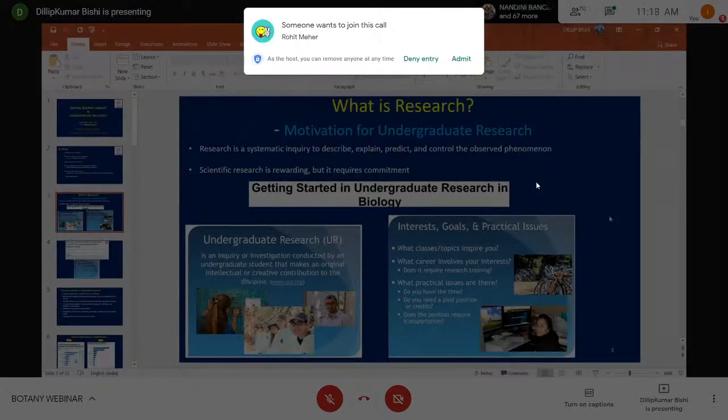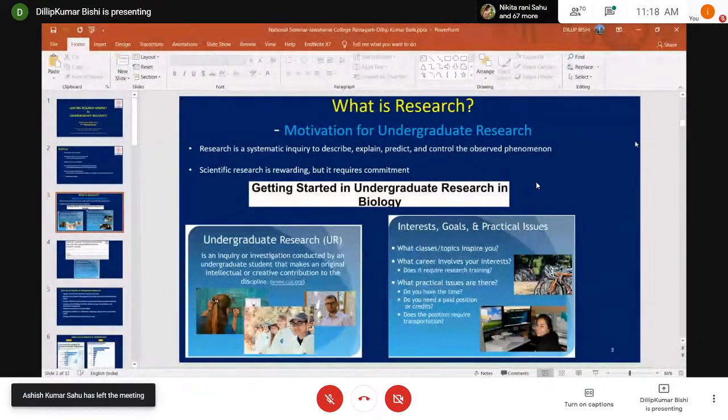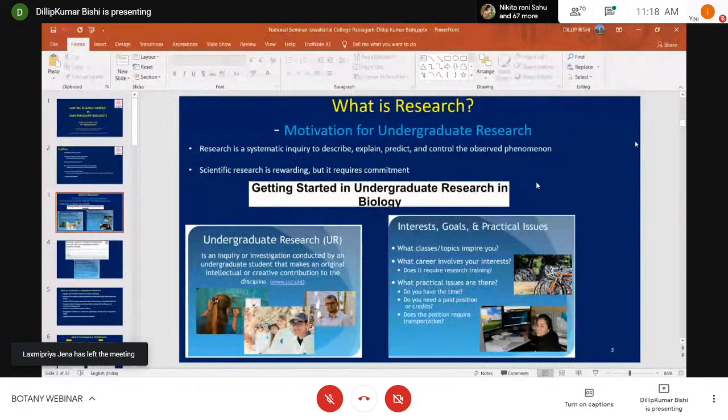So undergraduate research is an inquiry or investigation conducted by an undergraduate student, mostly BSc students of geology, botany, biotechnology, that can make an original intellectual or creative contribution to the discipline. Most of those students may be in Patnagar College or Ramadevi University or any other colleges of Odisha and India. We do not have a proper setup. But how can we somehow have this kind of research intuition in our mind? I'll be discussing that a little bit with regard to National Education Policy 2020 in a coming slide.